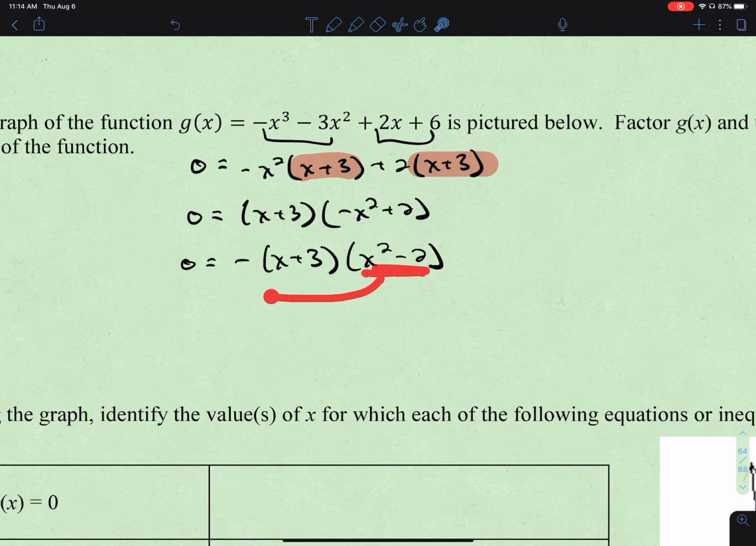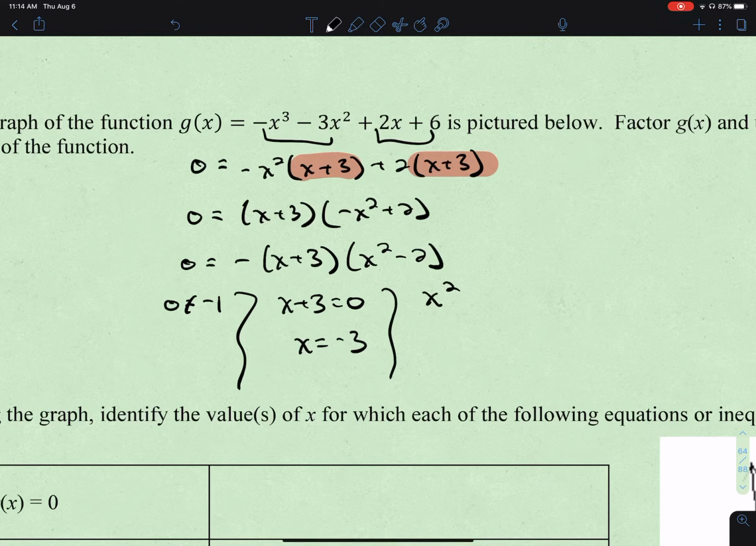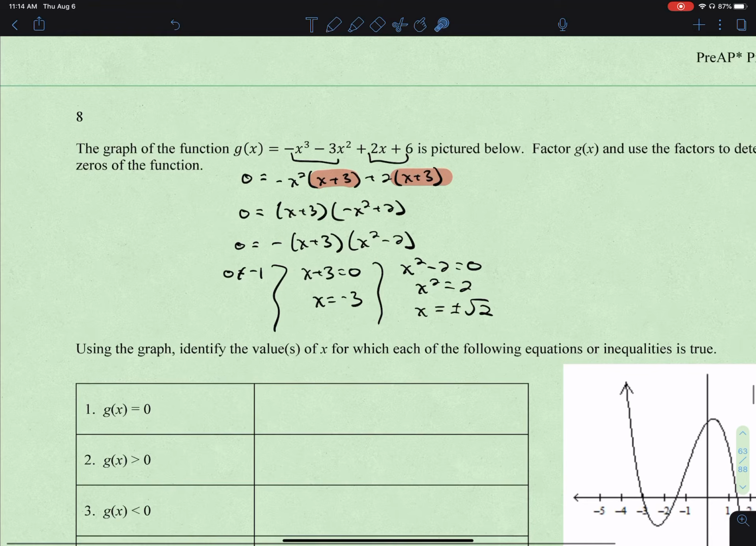I factored a negative out of this and I wrote it in front. This is a binomial and it's a difference, but this is a perfect square, but the 2 is not a perfect square, so it does not factor more. Set each factor equal to 0. 0 equals negative 1? No, it doesn't. That doesn't really count as anything. X plus 3 equals 0 is going to give us x equals negative 3. X squared minus 2 equals 0. We get x squared is 2, and we get x is plus or minus the square root of 2. So this is a false 0. This is a true 0, and this is 2 zeros.